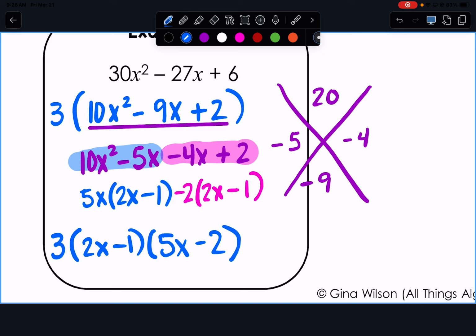Does it matter which order I put the negative 4 and the negative 5 in? We just have to make sure we factor correctly and we're good. All right.